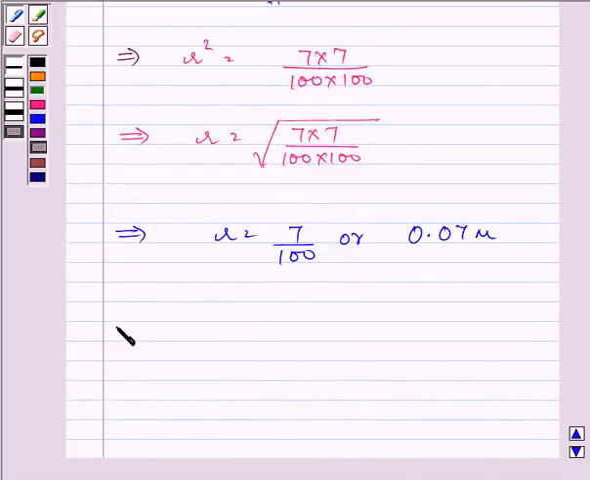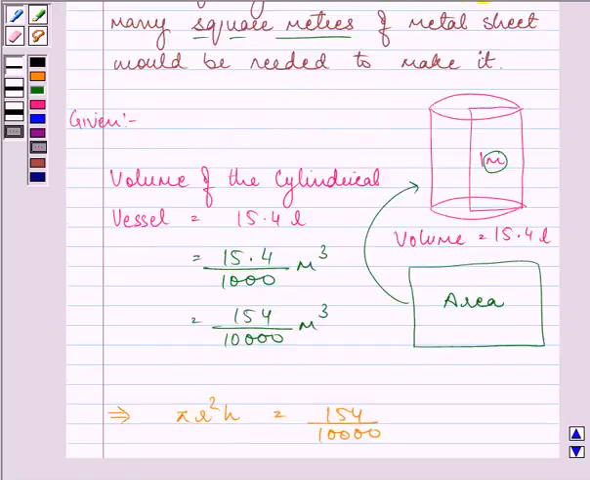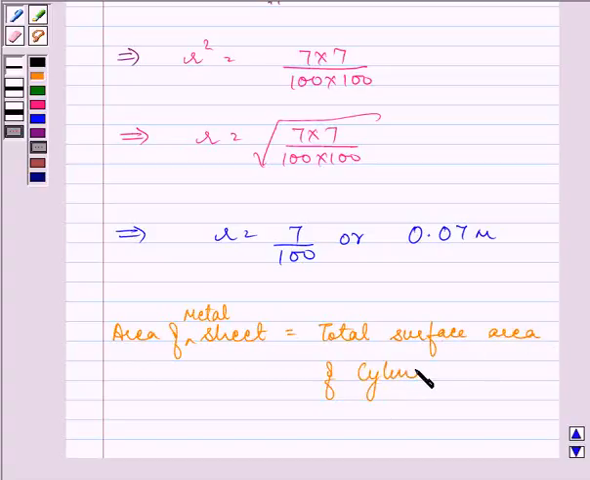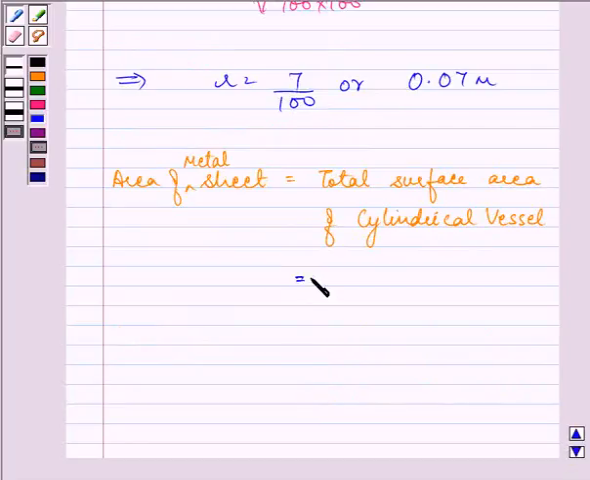Also, we are given that we require a metal sheet to make this cylindrical vessel. That means the area of this sheet is equal to what? It is equal to the total surface area of this cylinder, right? So we can write that area of sheet, that is the metal sheet, is equal to the total surface area of the cylindrical vessel. The formula for total surface area of cylindrical vessel is 2 pi r (r plus h). Let us substitute the values.